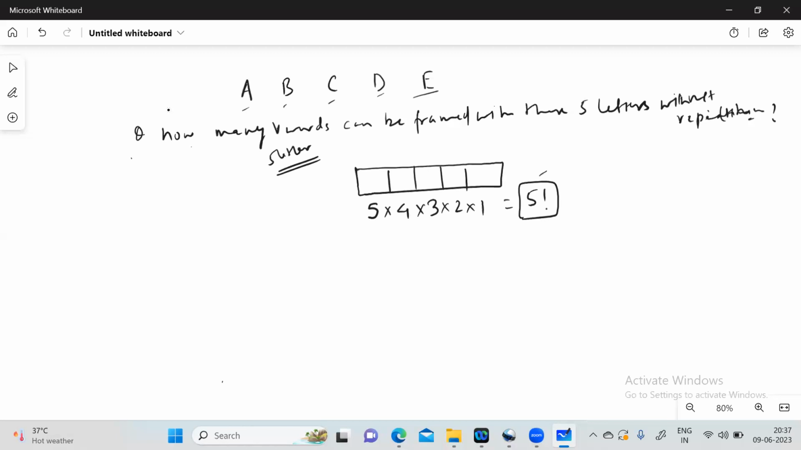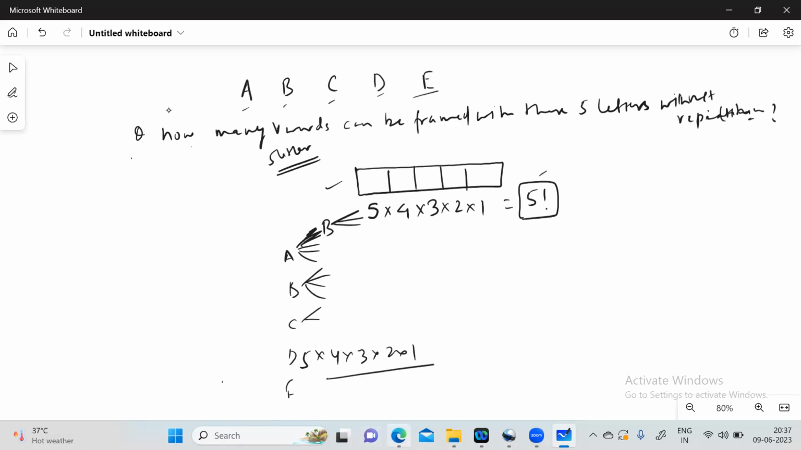Okay. So the idea behind this logic was that the first place can be filled with either A, B, C, D, E, and the second place can have any of the other four left letters. Similarly with B, similarly with C, and once you put B here, there will be three letters for the third place. So this is how we went to 5 into 4 into 3 into 2 into 1.